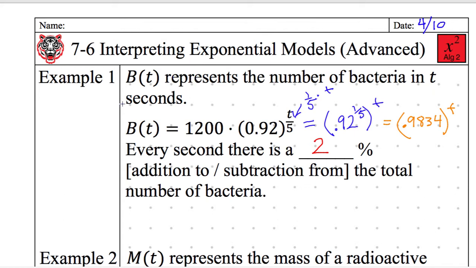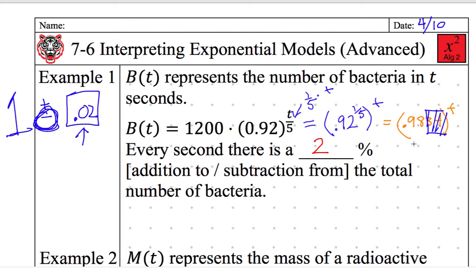So the idea that Fiona's trying to convey to all of us is you start with 1. No matter what, if you're going up or down, you always start at 1. And then you either add or you subtract something. And that something is what I'm looking for. In this case, I subtracted 0.02 or 2%. If I do 1 minus 0.02, I get 0.98. And of course, rounding, those guys go away. So I get 0.98 if I do 1 minus 0.02.